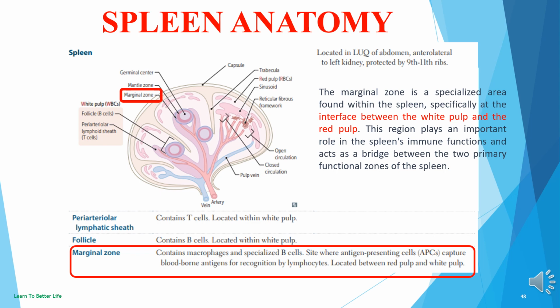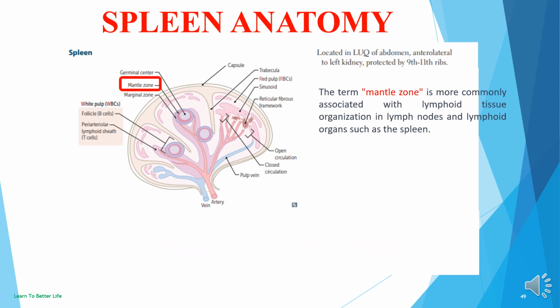Located between red pulp and white pulp, the term mantle zone is more commonly associated with lymphoid tissue organization in lymph nodes and lymphoid organs such as the spleen.